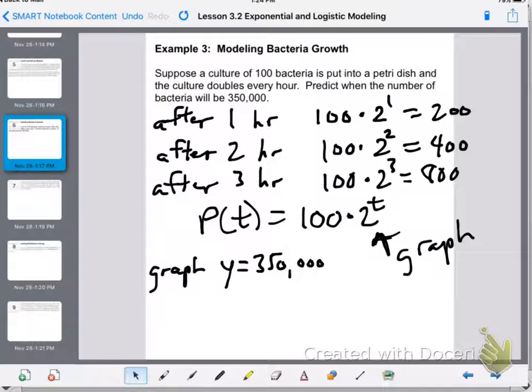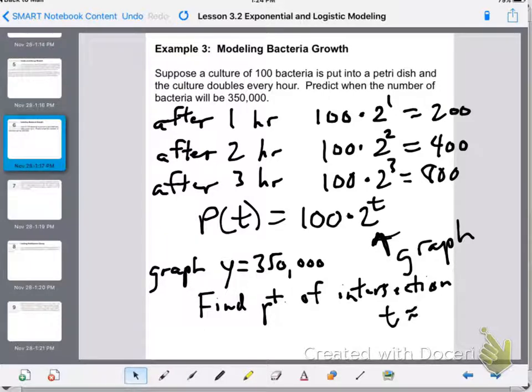Now, I don't know how you're going to do that, but it's a horizontal line. What you want to do is find the point of intersection of those two graphs. So what you're going to find, and you can work this out in your calculator, is it takes about 11.77 hours to get to 350,000 bacteria.